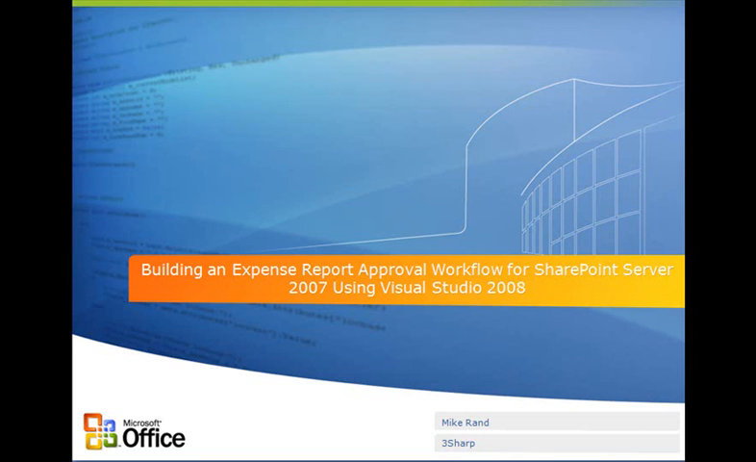The scenario we're going to cover is one where an expense report is submitted and needs to be approved. If the expense report is less than $5,000, then a manager is required to approve the expense report. If the expense report is equal to or more than $5,000, then we require a VP approval for the expense report.